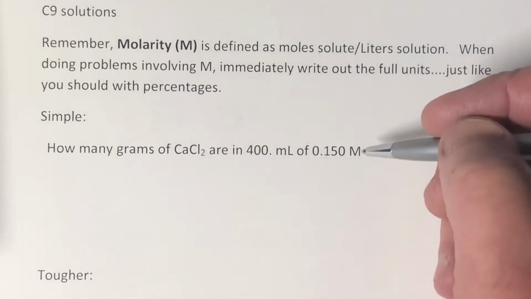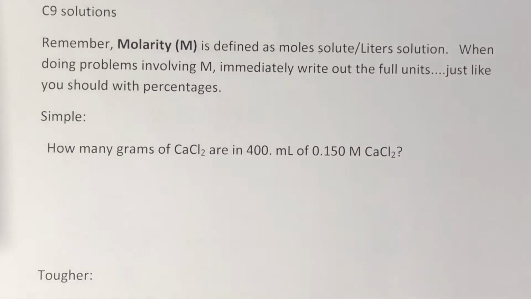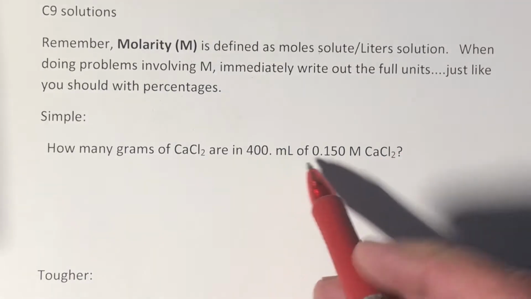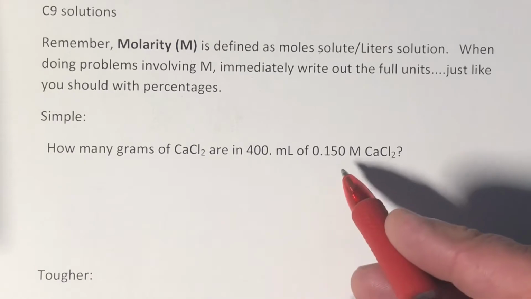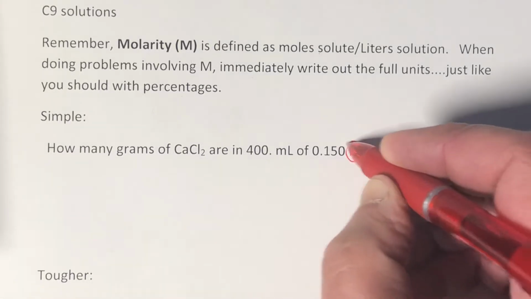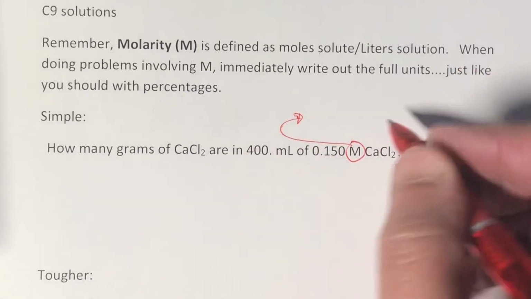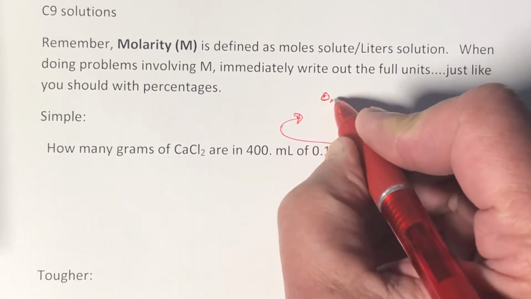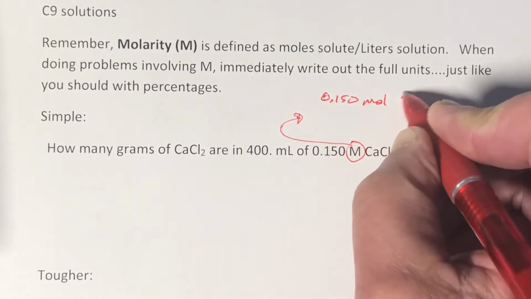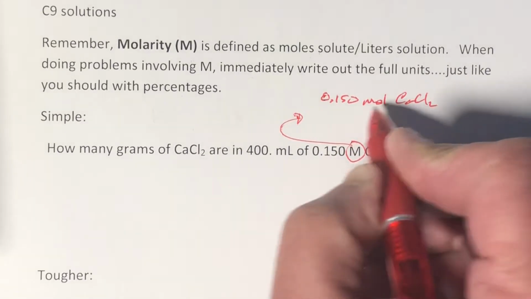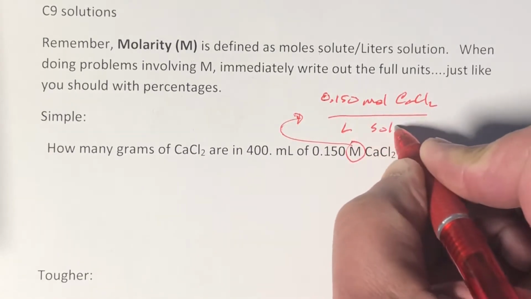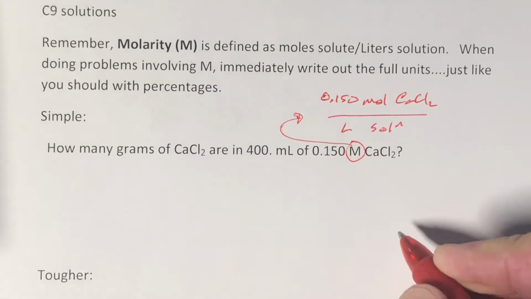So let's just jump into a problem here. As I look at this one, how many grams of calcium chloride are in 400 mL of 0.15 molar calcium chloride? The two things that I want to do, always be in the habit until you're really comfortable with this, of rewriting that. And this will mean 0.150 mole of calcium chloride per liter of the solution.